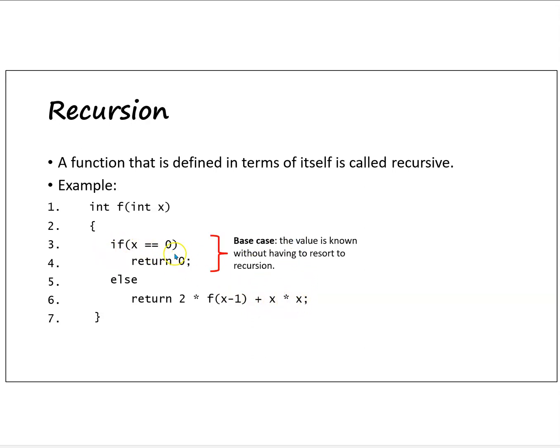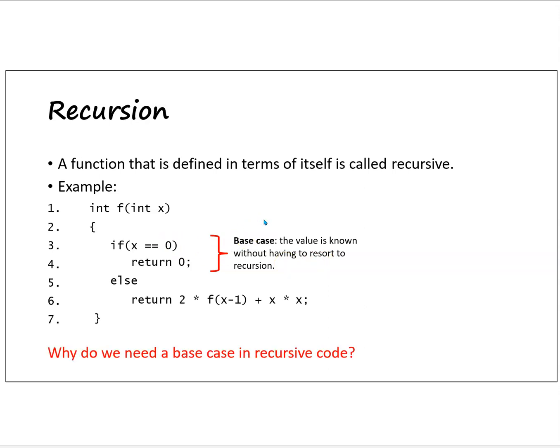This is called the base case, where the value is known without having to resort to recursion. So, in this case, we return 0. We need a base case because if we don't have it, we're not going to stop the recursion. We'll have an eternal loop, an endless loop, and we'll get what's called a stack overflow. In fact, that's where the site got its name.